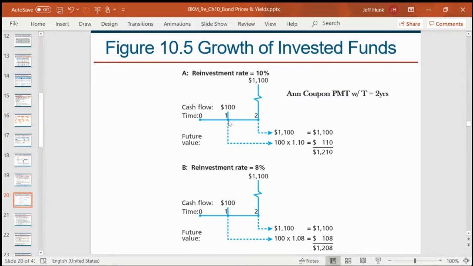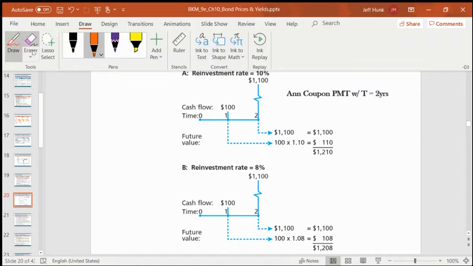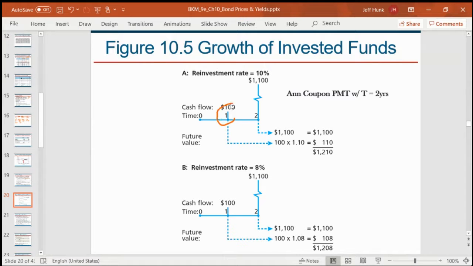This is end of year one as well as beginning of year two. Think about it. At this point, that's the end of year one, right? As well as beginning of year two. This is end of year two as well as beginning of year three.